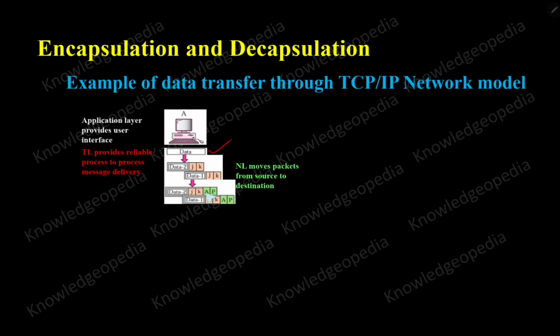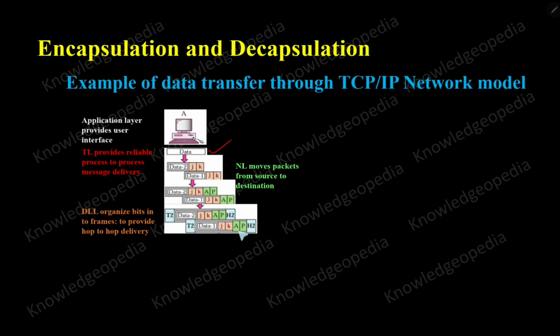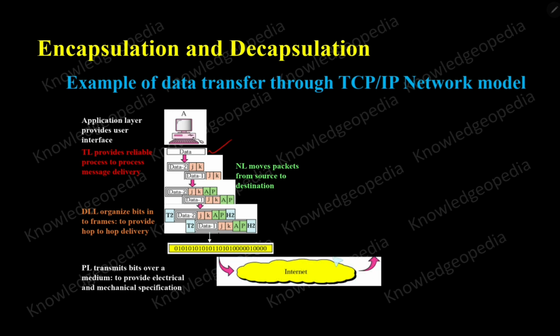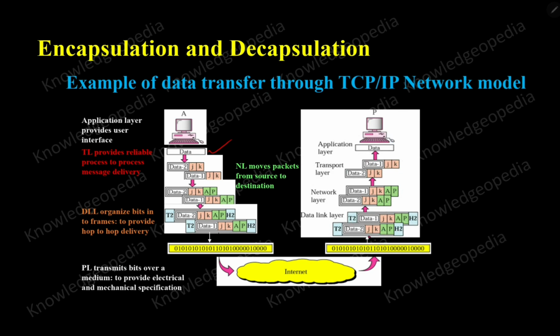So you can see here, along with that, it adds A and P as the source and destination addresses, and both the packets are part of a single message which will be going to the same destination. That is why the source and destination logical addresses are the same for both the packets. Then that is given to the next layer, the data link layer, whose job is to organize bits into frames and to provide hop-to-hop delivery. For that purpose, it adds a header as well as a trailer for framing, and also adds a physical address. Then this is given to the physical layer, which transmits bits over the medium to provide electrical and mechanical specifications. So this data is converted into binary formats and is transmitted in the specific electrical or optical or electromagnetic waveform, depending on the medium. At the receiver end, it will be received, and the same process takes place in reverse so that the receiver P can receive the data transmitted by A.